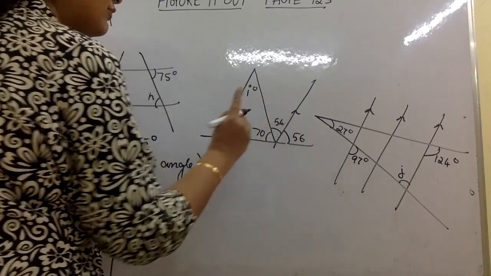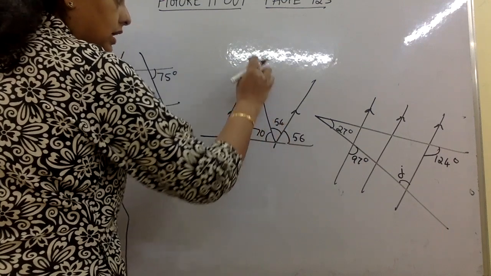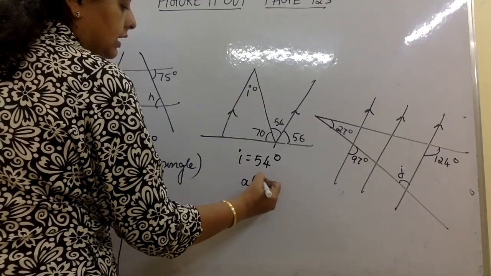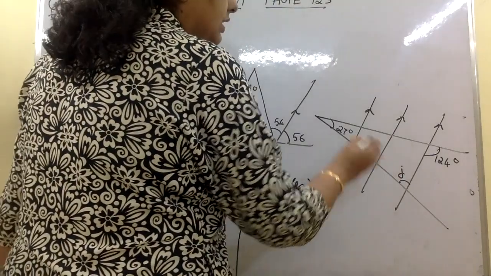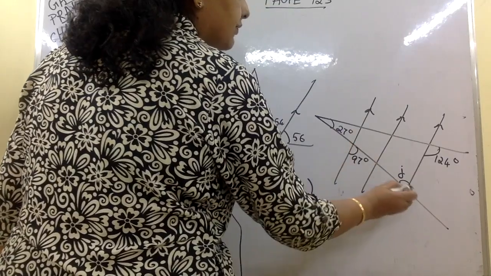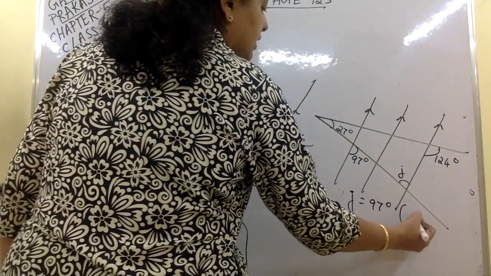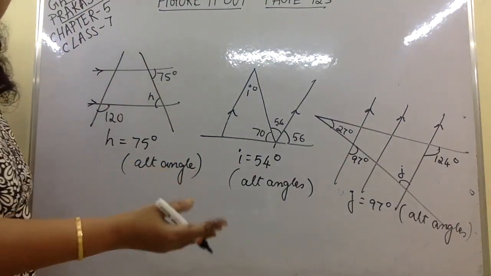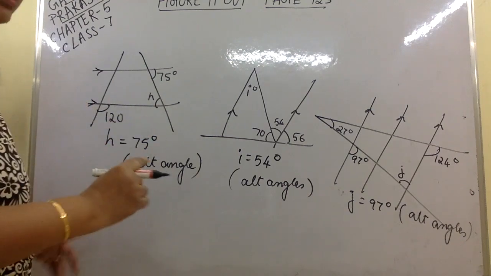Okay, here you have to track the parallel lines, and for I, these two lines are parallel, here is the transversal. So I is equal to 54 degrees, again alternate angles. And here J. Now these three lines are parallel, no problem. This line is the transversal. So we can clearly see J is equal to 97 degrees, which is again alternate angles. So this is all from page number 123.